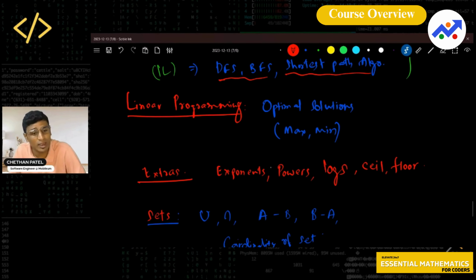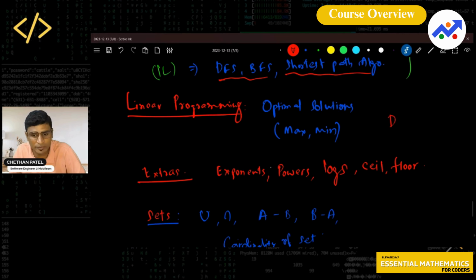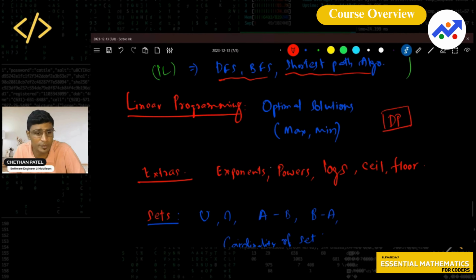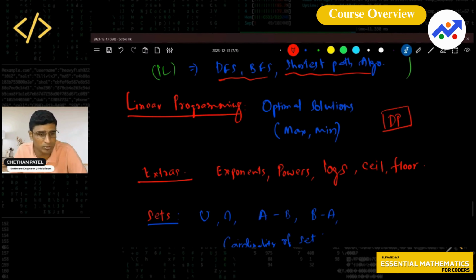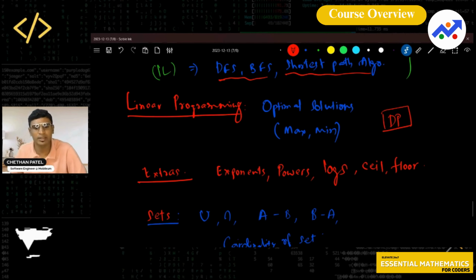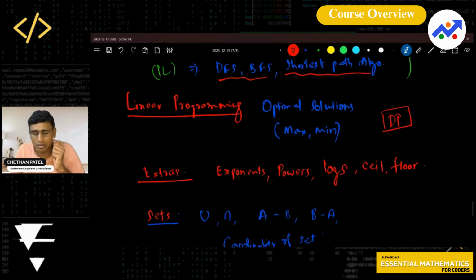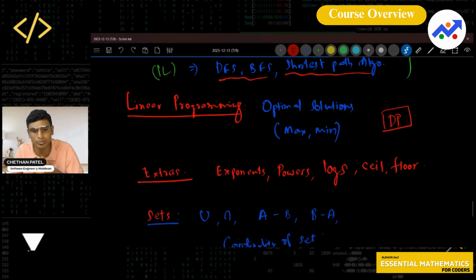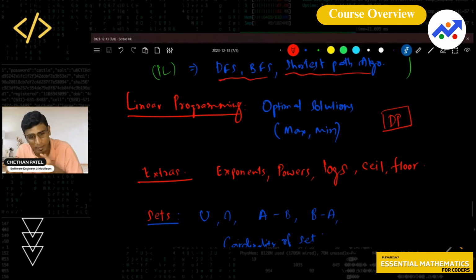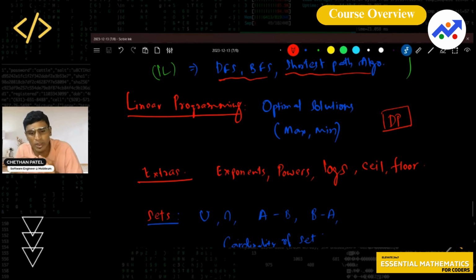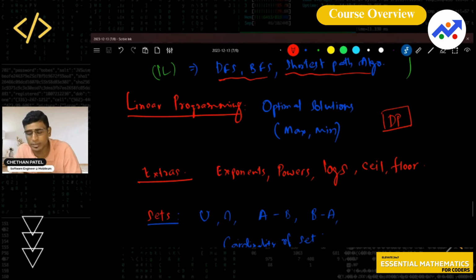At a later point of time, when we come to DP problems, most of the DP problems are based on linear programming. We need to provide an optimal solution, right? Like optimality. So we need to identify the maximum and minimum value or something like that. So this is how DP works, right?